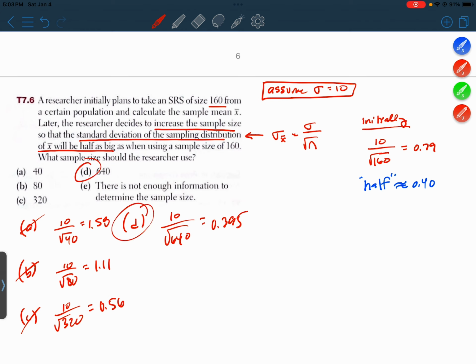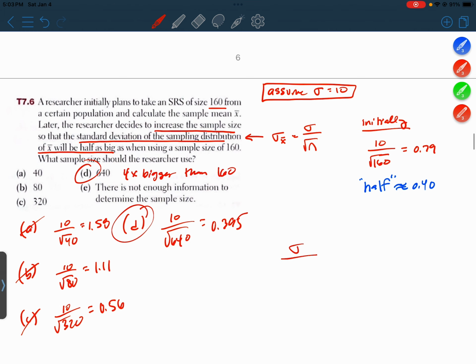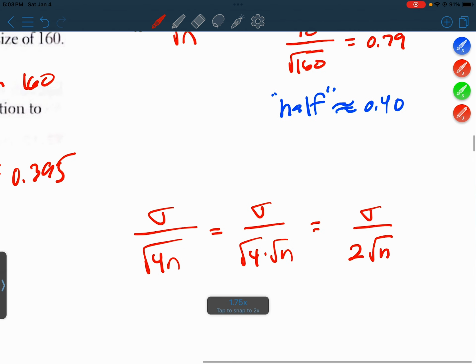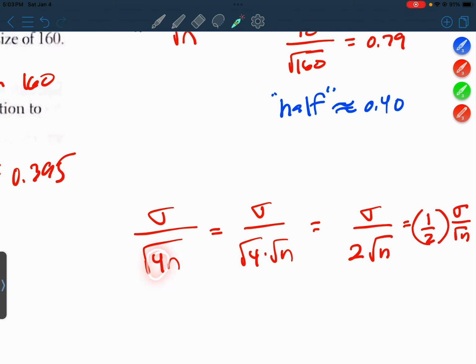Now, if you're looking for an algebraic argument, notice that 640 is 4 times bigger than 160. So if we just do it symbolically, sigma over the square root of 4n, and you use algebra, this becomes sigma over root 4 times root n, which becomes sigma over 2 root n, which you can factor out the 2. This is going to be 1/2 times sigma over root n. So by quadrupling the sample size, you essentially end up with a factor of 1/2 when you use algebra to simplify.